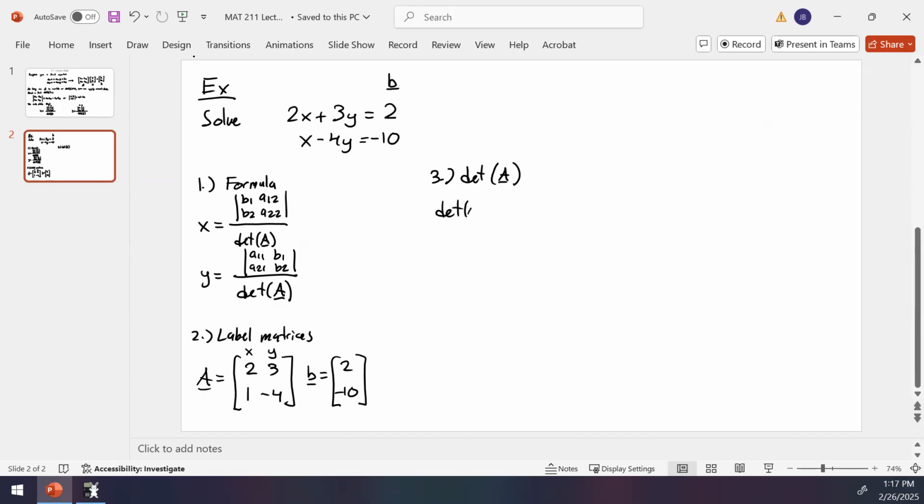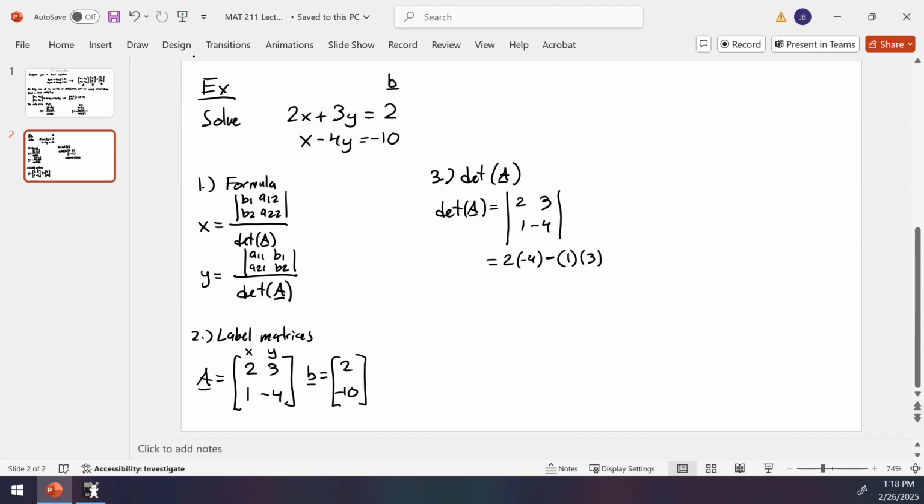So that will be equal to, and if you don't like writing determinant of A, you can actually put 2 vertical lines around it, kind of like the absolute value, and it's the same thing. So again, I'll show you how that looks. So 2, 3, 1, -4. That's going to be equal to the top left times the bottom right minus 1 times 3.